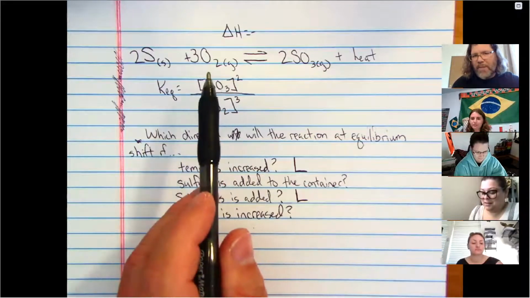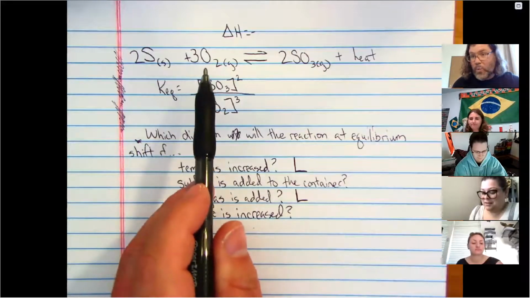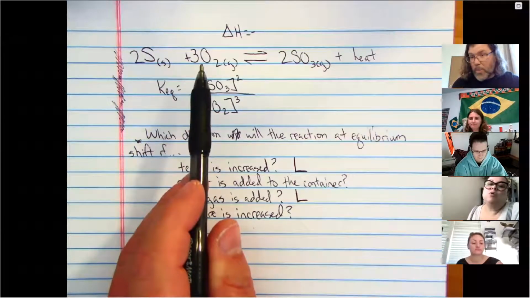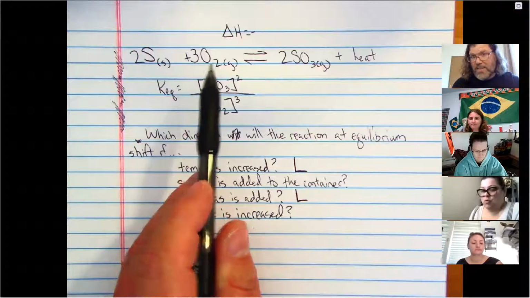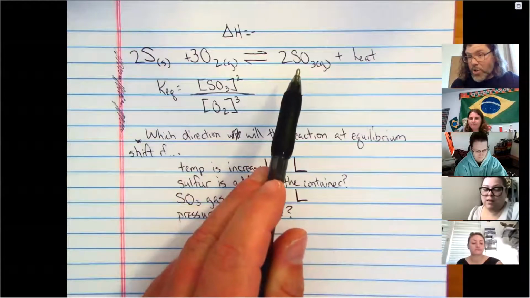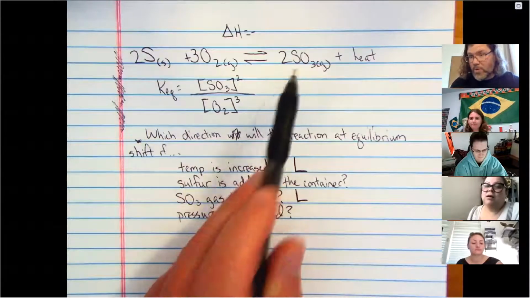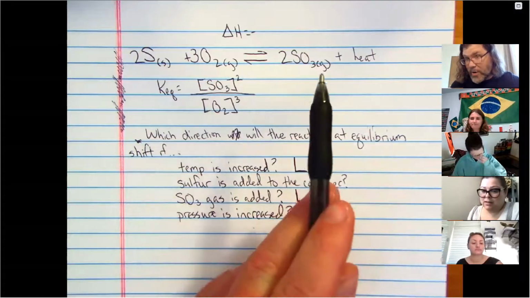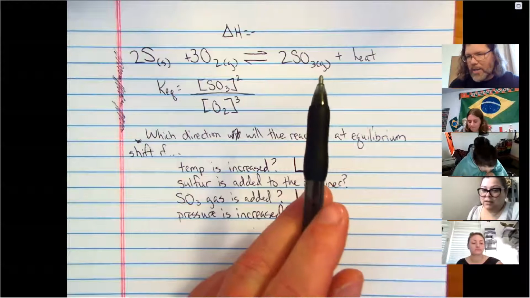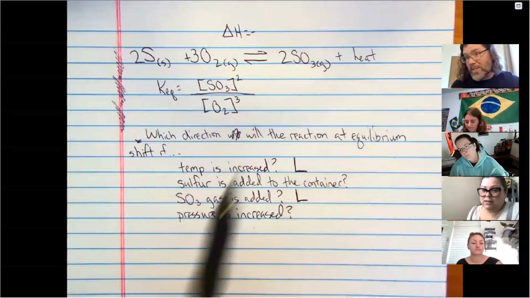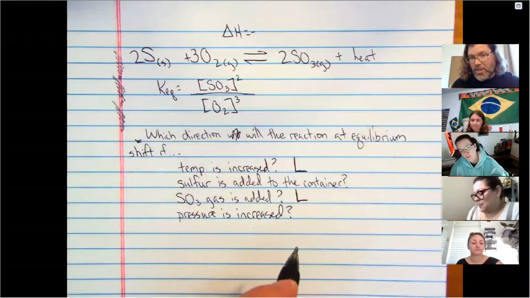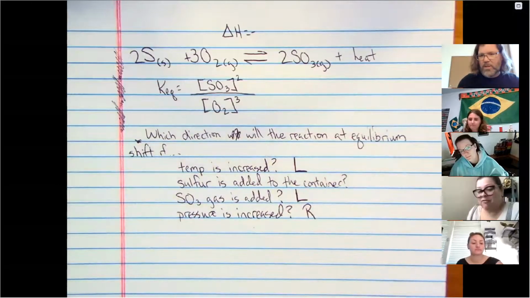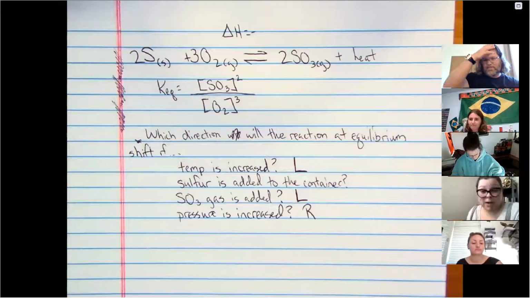So when I look on the left-hand side of this equation, I see 3 moles of gas. Those 2 moles of solid don't count. Those 3 moles of O2 are 3 moles of gas. On the right, I see only 2 moles of gas, those 2 moles of SO3. So shifting to the right is going to decrease pressure because it is decreasing the number of moles of gas in the reaction. So then I'd like to change my final answer to the right, please.